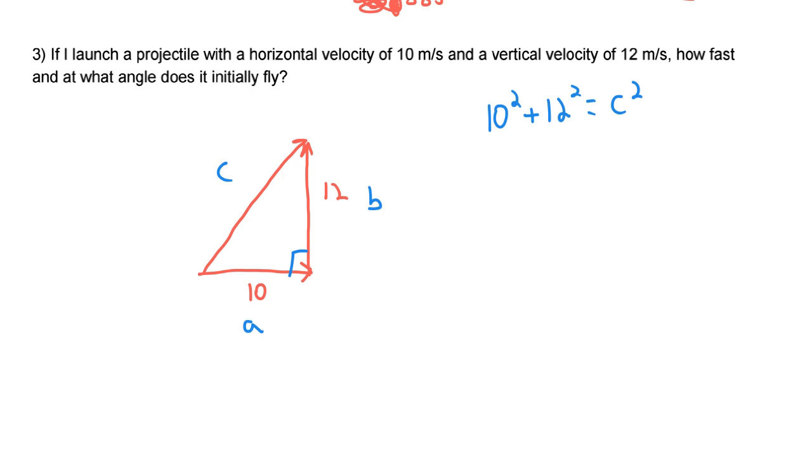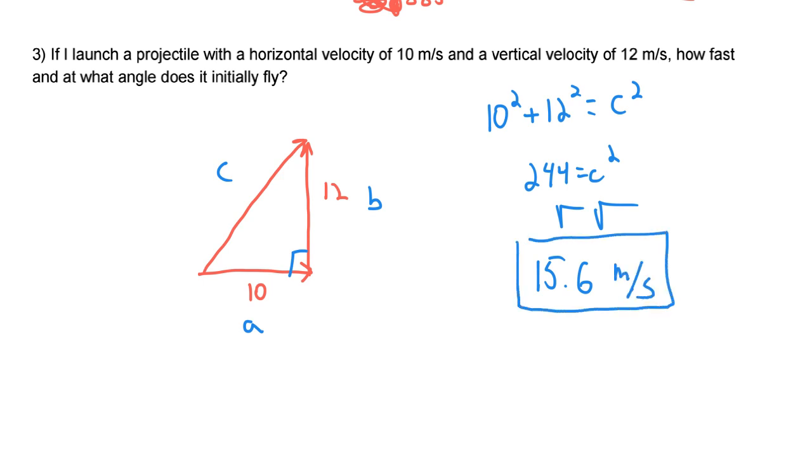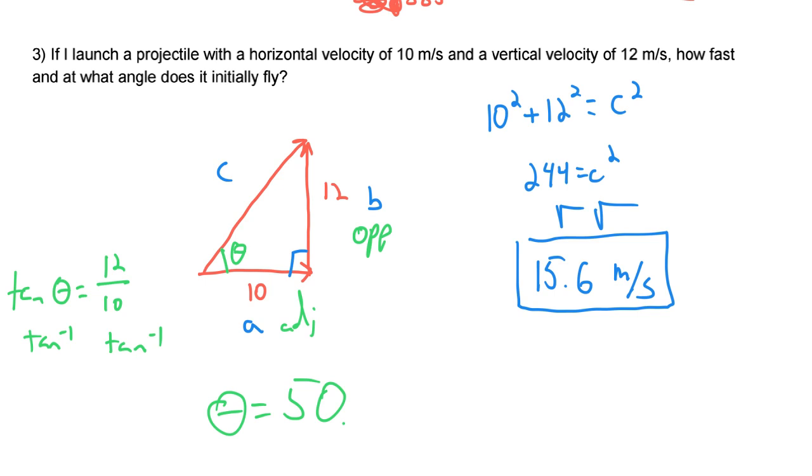10 squared plus 12 squared is going to be 244. And then we take the square root. This is going to be 15.6. So 15.6 meters per second is our velocity. And what angle? So now I'm going to relabel these not as A and B, but I'll say this is my angle theta, meaning that this is the opposite and this is the adjacent. Tangent of theta equals opposite 12 over adjacent 10. Now I take the inverse tangent of both sides. And I get 50.2 degrees from horizontal. That is our launch velocity.